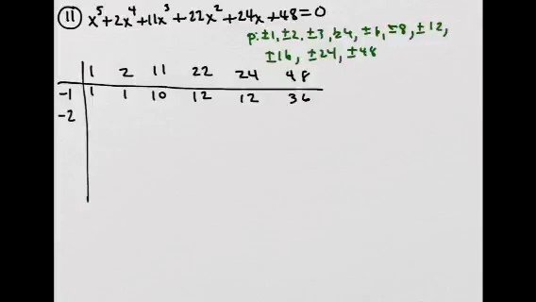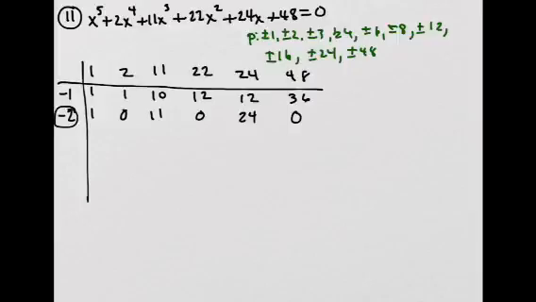Try -2. Bring down the 1. 1 times -2, -2. -2 plus 2 is 0. 0 times -2 is 0. 0 plus 11 is 11. -2 times 11 is -22. -22 plus 22 is 0. 0 times -2 is 0. 0 plus 24 is 24. 24 times -2 is -48. Plus 48, that's 0. Okay, so that one worked.